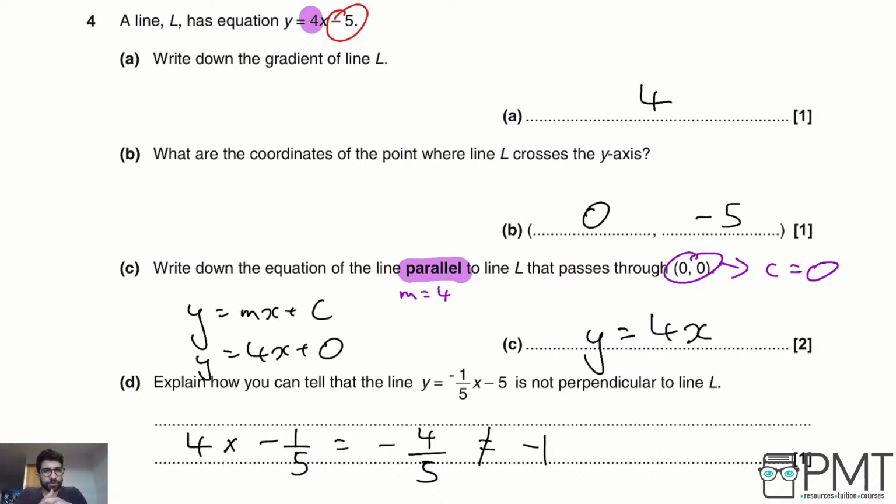So you could write what I just wrote, or if you want, an alternative way is saying the gradient of this line is not the negative reciprocal. And alternatively, Alaya, that's also correct: you could say that the perpendicular line should have a gradient of negative a quarter, not a fifth. So they're all acceptable ways.